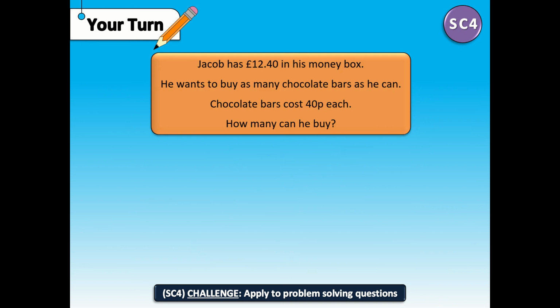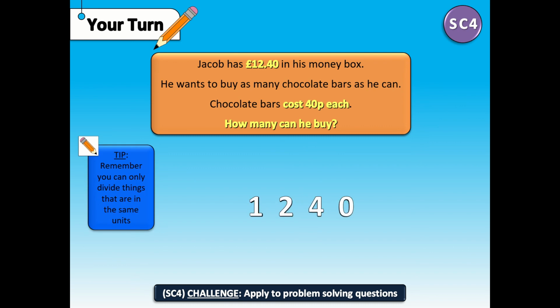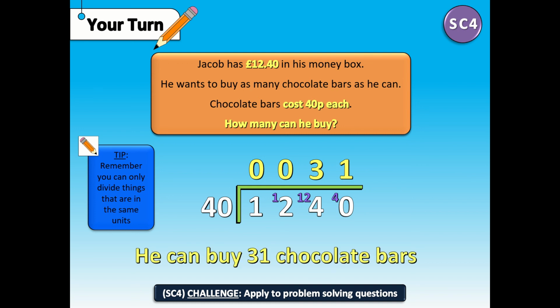For the amber question, we need to do 40 into 1,240. Remember to change the £12.40 into pence. 40 goes into 1 0 times, so we carry the 1. 40 goes into 12 0 times, so we carry the 12. 40 goes into 124 3 times with 4 remainder. And 40 goes into 40 1 time exactly. So our answer is he can buy 31 chocolate bars.